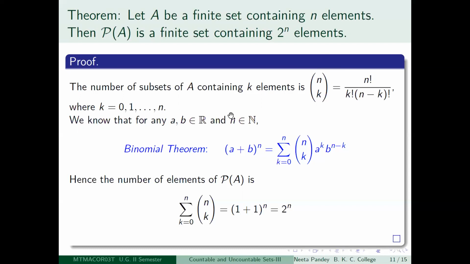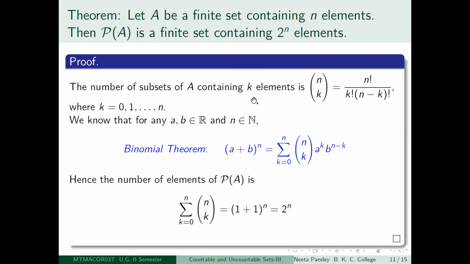And suppose I try to find out the number of subsets of A which contain 1 element each. I have to choose one element from those n elements, so there will be n choose 1 ways. Similarly, if I want all the subsets of A which contain 2 elements, I will have to choose 2 elements from the n elements of A. The number of ways I can do that is n choose 2, and that gives you the number of subsets of A which contain 2 elements.